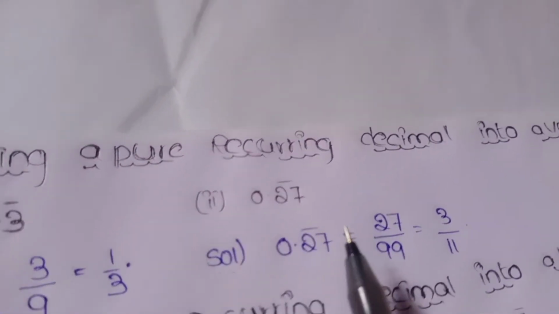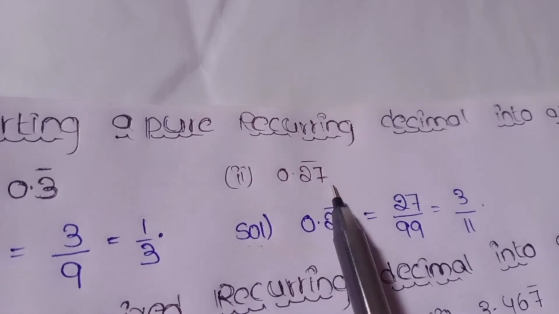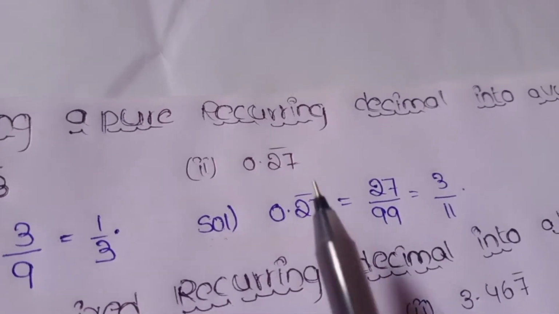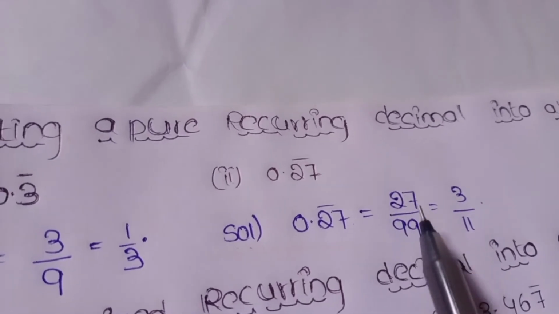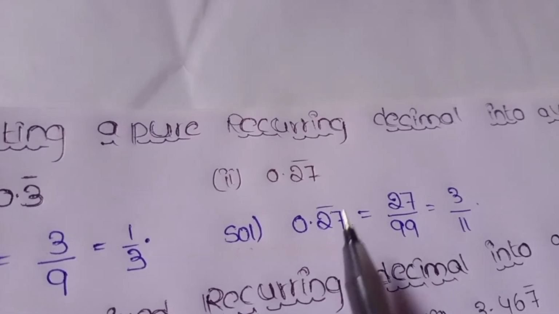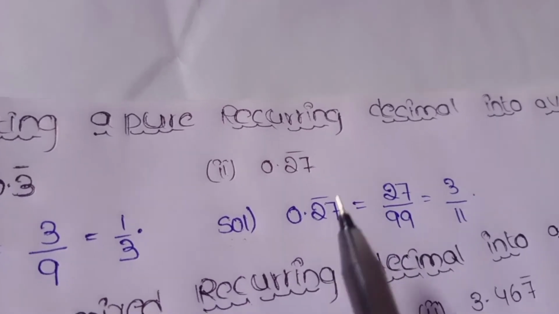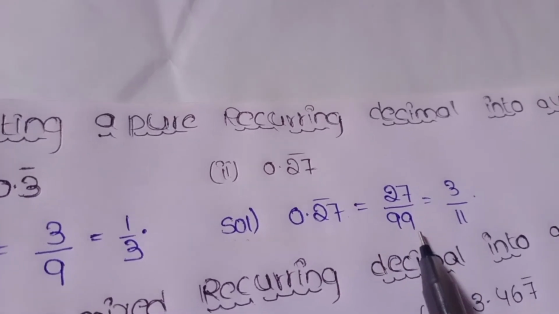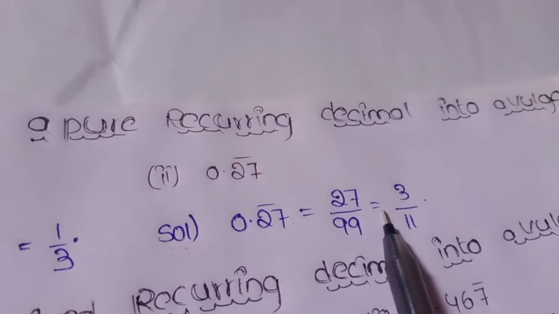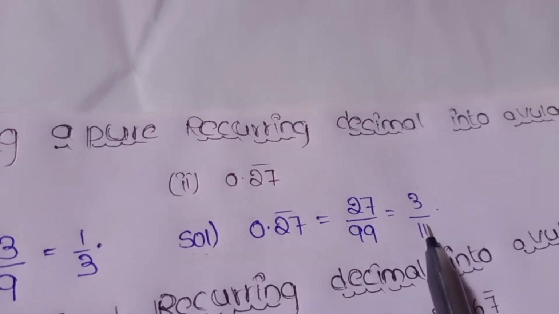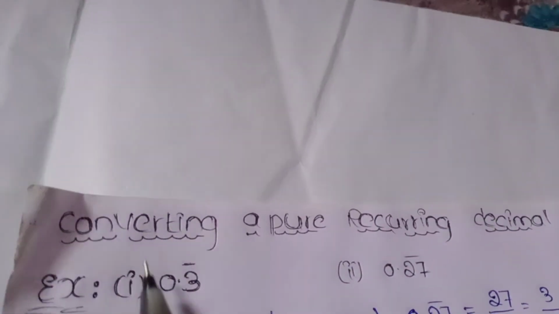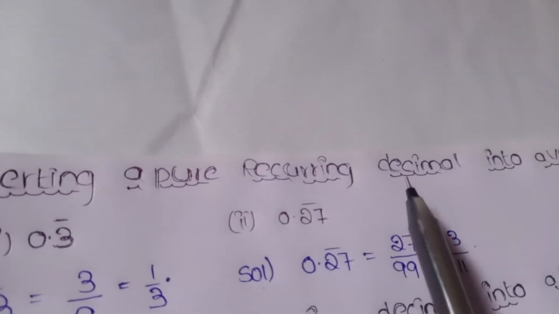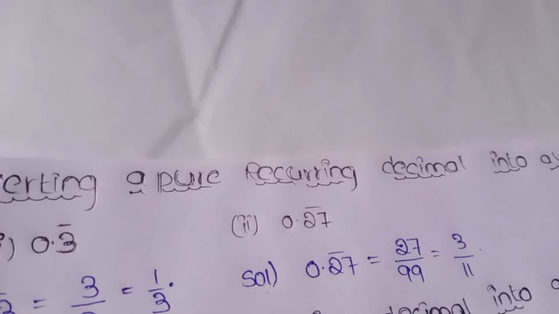Coming to the next example, 2.27 bar. First, you have to remove the decimal point in the numerator. In the numerator 27 by denominator. Here, how many recurring decimals? 2 recurring decimals. So you have to write 2 nines here, double 9, do the calculation and put the decimal point after the digit. These are the examples of converting a pure recurring decimal into a vulgar fraction.